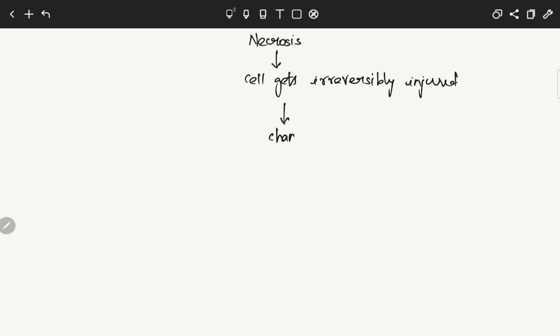So now coming to the topic necrosis proper. In necrosis, the cell gets irreversibly injured. So what happens? When a cell gets injured, many changes takes place within the cell. And finally, it leads to the death of the cell. So these series of changes which takes place in a necrosed cell, that is called as necrosis.